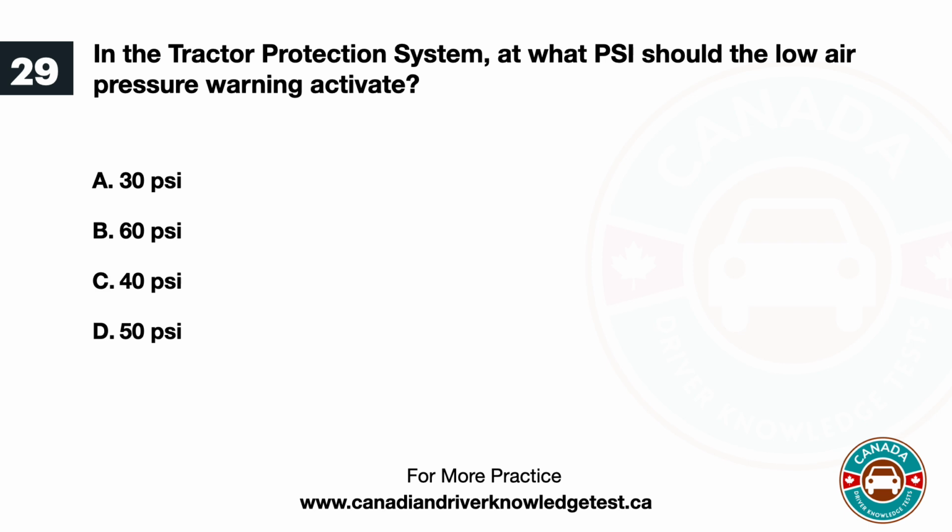Question 29. In the tractor protection system, at what PSI should the low air pressure warning activate? A. 30 PSI. B. 60 PSI. C. 40 PSI. D. 50 PSI. The answer is B. 60 PSI.